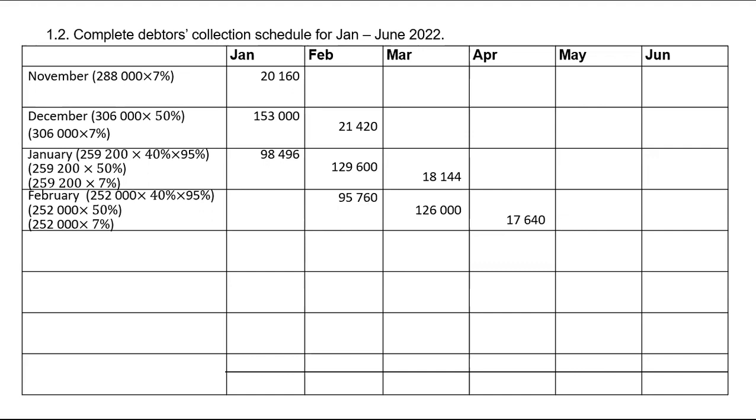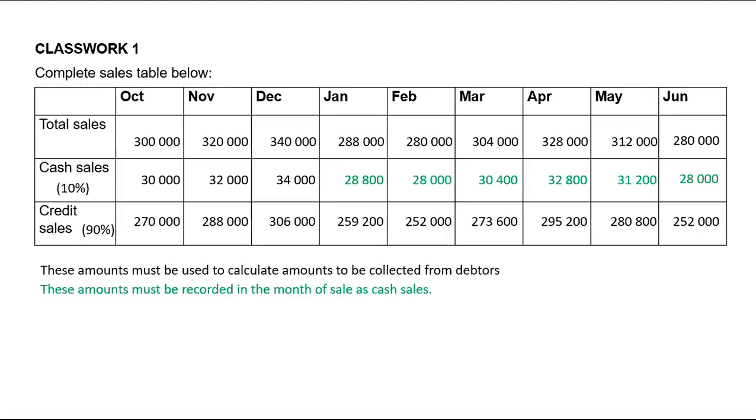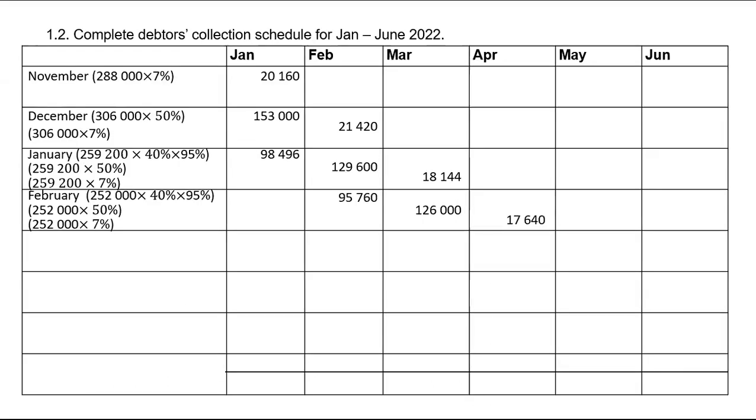What are credit sales for March? March credit sales amount to 273,600. For March, we'll only collect 95% of 40% of that amount, and that'll give you 103,968. 50% of 273,600 will be collected in April, and 7% of 273,600 will be collected in May.